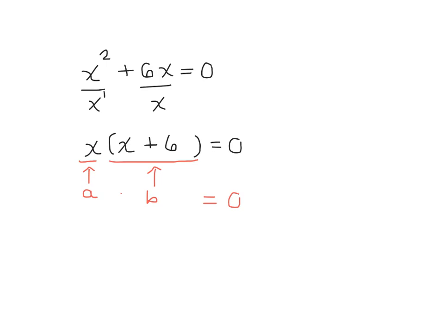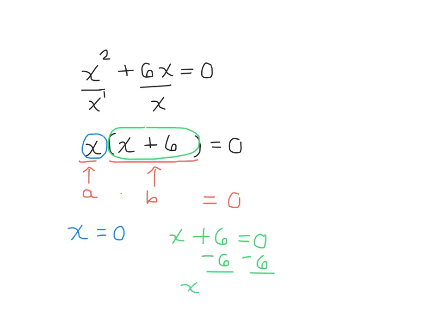So what we do is we take this first part, A, and we set it equal to 0. And so in this case, 0 is one of our solutions. But then we take the B part, which in this case is x plus 6, and we set it equal to 0. And this time we have to solve for x. So of course, to undo that plus 6, we're going to need to subtract 6 from both sides. And so we find that the other solution in this case is that x is negative 6.